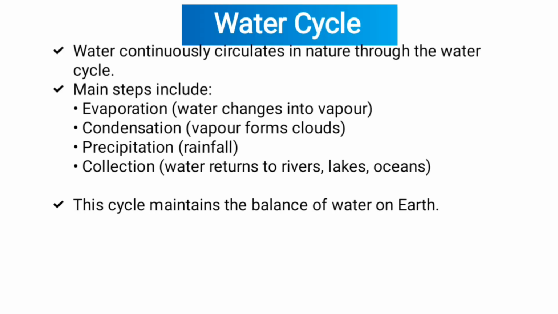Water cycle. Water continuously circulates in nature through the water cycle. The steps include evaporation, where water changes into vapors; condensation, where vapors form clouds; precipitation, which is rainfall; and collection, where water returns to rivers, lakes, and oceans. The cycle maintains the balance of water on Earth.